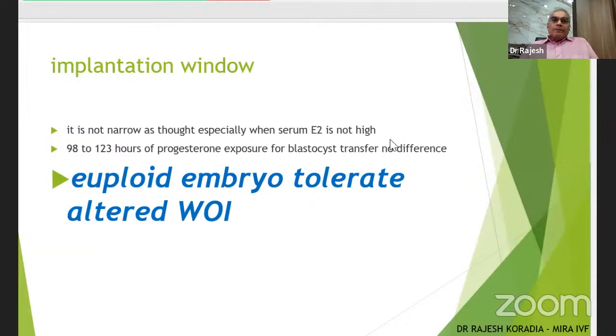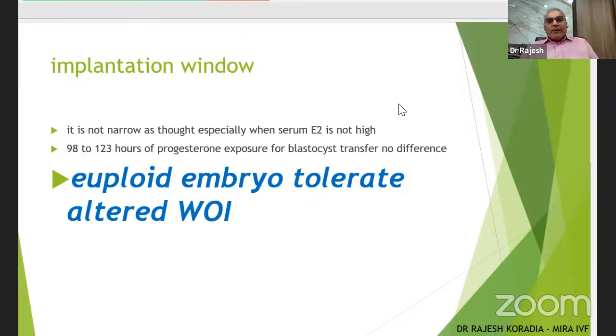The implantation window is the period during which implantation is likely to occur, when the blastocyst adheres and invades. It is not as narrow as it was thought, especially when the serum E2 level is not very high. So the important point to notice about the E2 level is that you should try to keep a balance between very low E2 and very high E2. Empirically, you should not jump on pumping more and more estradiol without any reason.